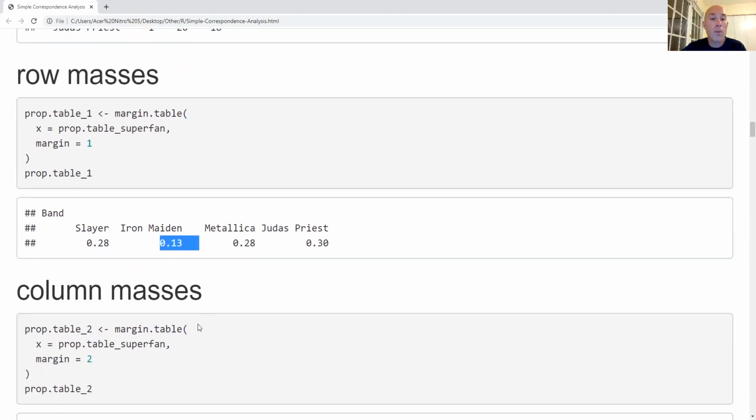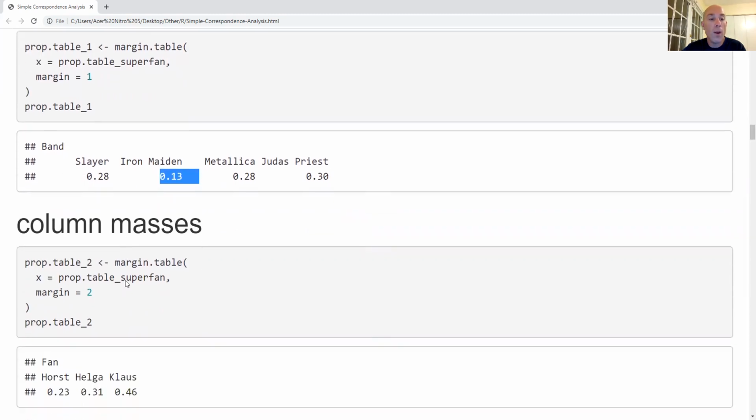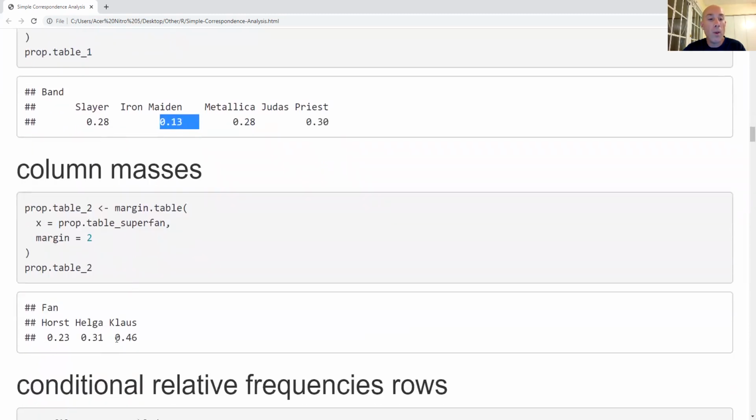Okay, so that is going by row. Let's do the same thing by column. Well, we can see that over 40% of the attendance was just Klaus alone. All right, so it looks like Klaus is the guy that's going to the concerts the most. And then Helga is a little bit less than a third, and Horst is less than a fourth.